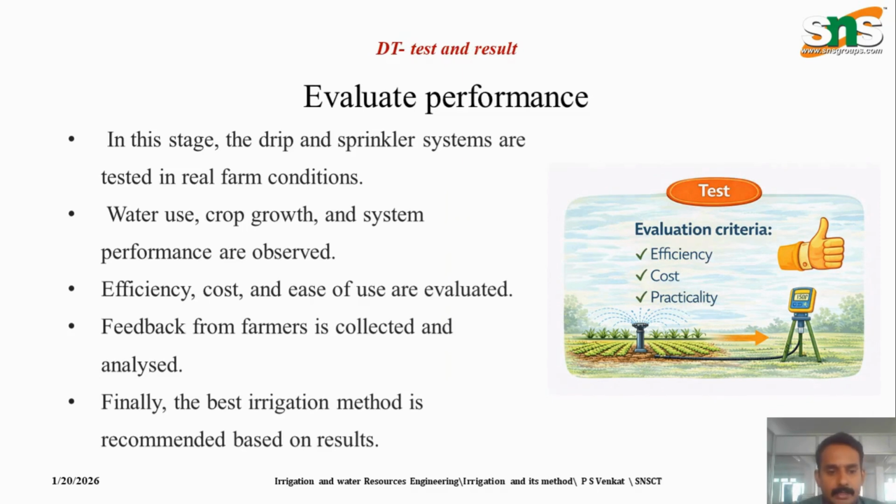In the final stage of design thinking, the system performance is evaluated. The parameters such as water saving, crop growth, cost effectiveness, and ease of use are carefully analyzed, and feedback from farmers is collected. Based on the results, the best irrigation method is recommended.